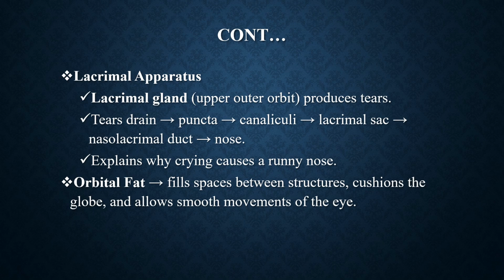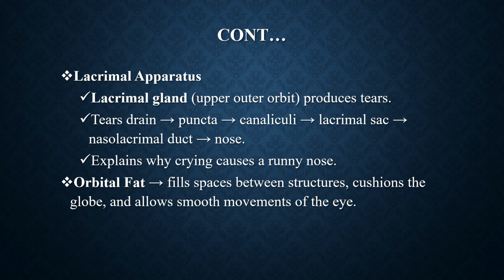Lacrimal apparatus to include the lacrimal gland, which produces what? Tears. So tears are drained where? The puncta, canaliculi, lacrimal sac, nasolacrimal duct, then outwards via the nose. So this explains why crying causes a runny nose. Most of the time when you are emotional, you produce too many tears, and this drainage system also tends to do what? Trying to drain most of the tears, but most of them drain outside while you're crying.